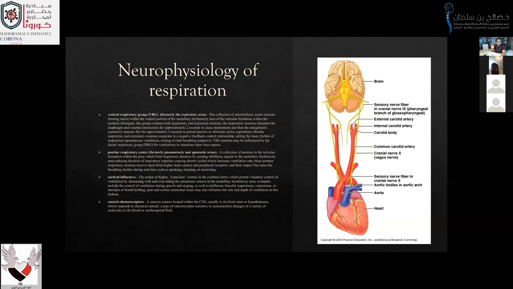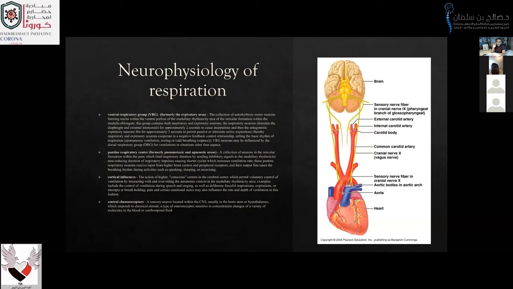Thereby, inspiratory and expiratory neurons cooperate in a negative feedback control relationship, setting the basic rhythm of respiration, spontaneous ventilation, resting or tidal breathing, eupnea. Ventral respiratory group neurons may be influenced by the dorsal respiratory group for ventilation in situations other than eupnea.